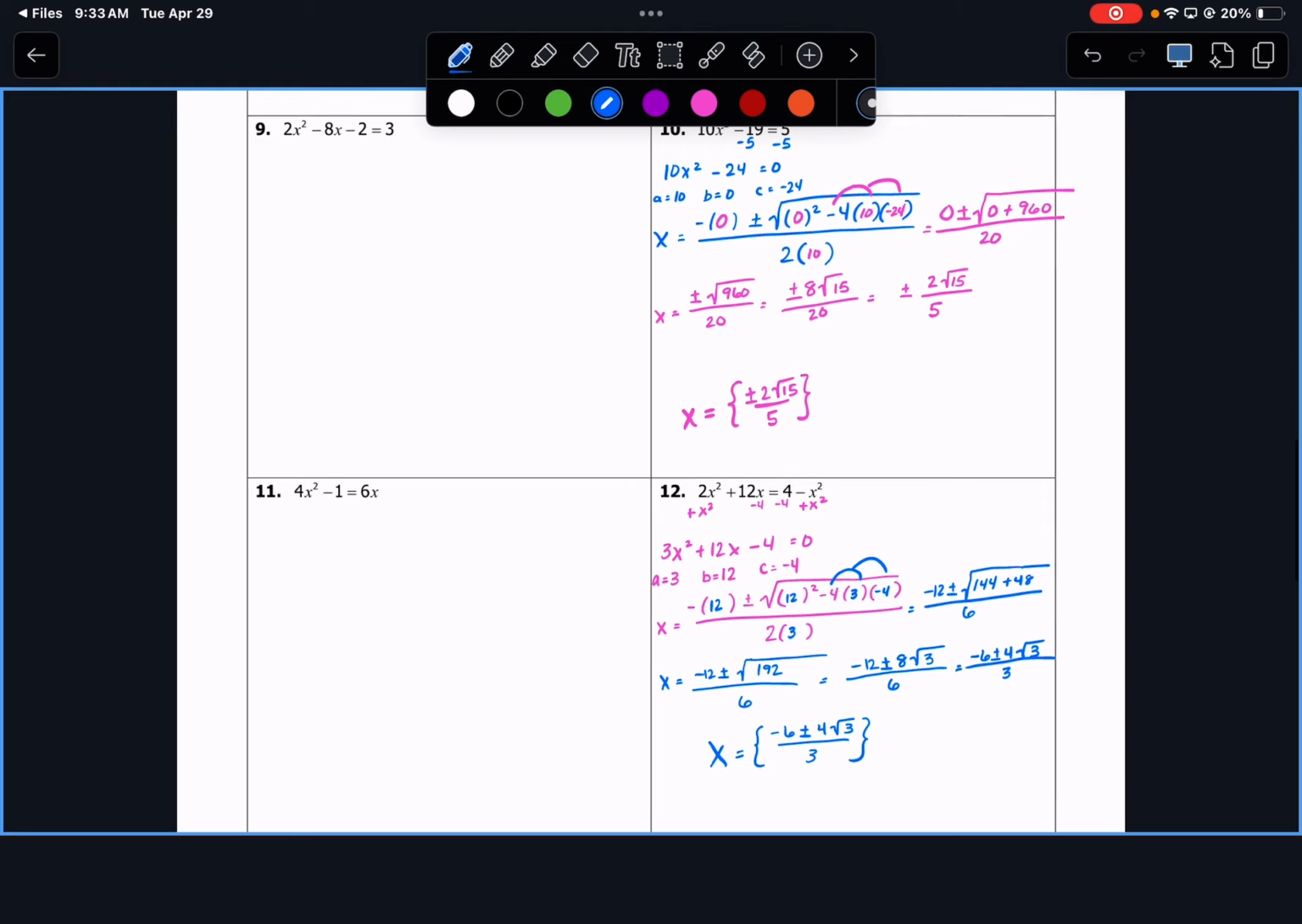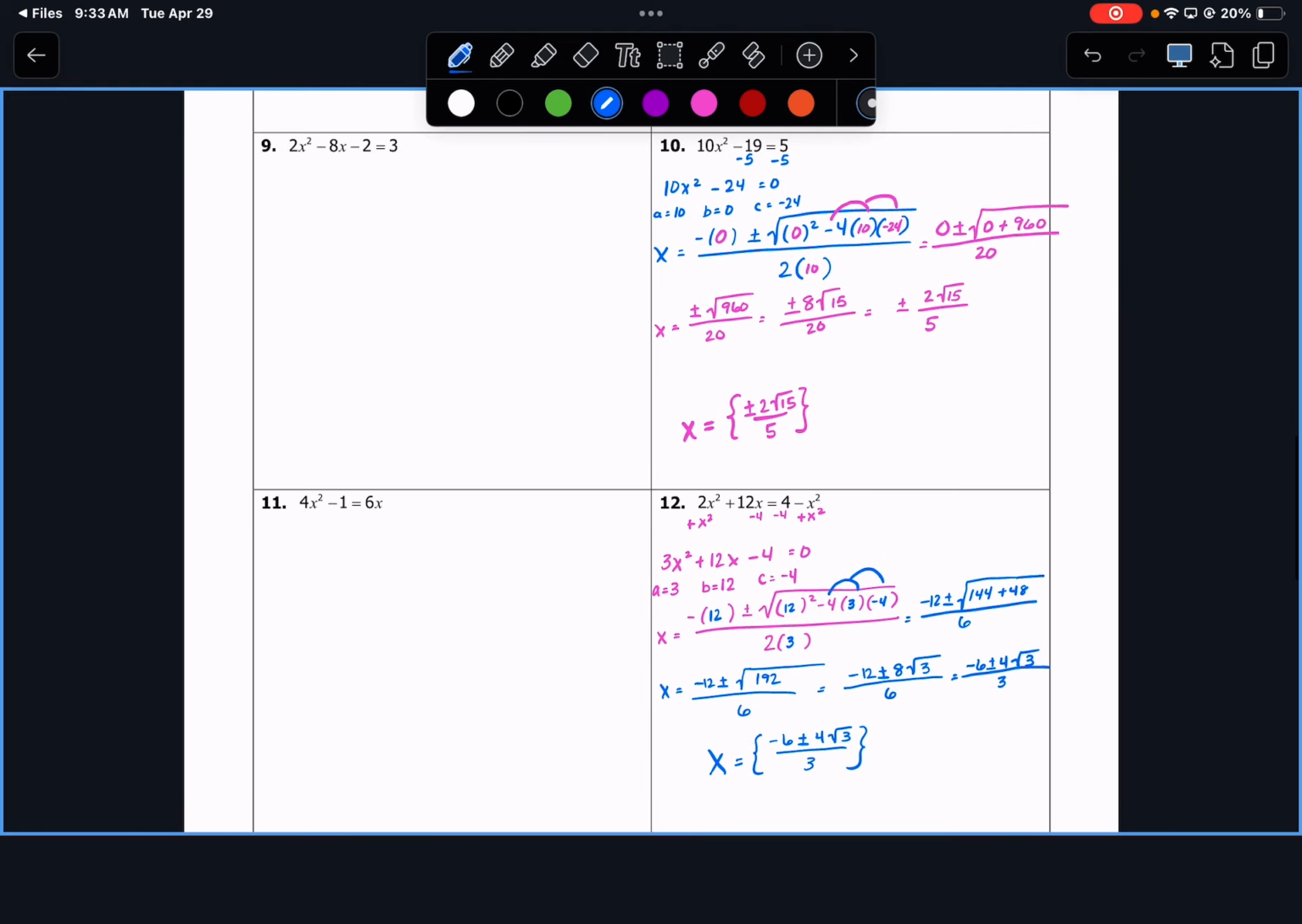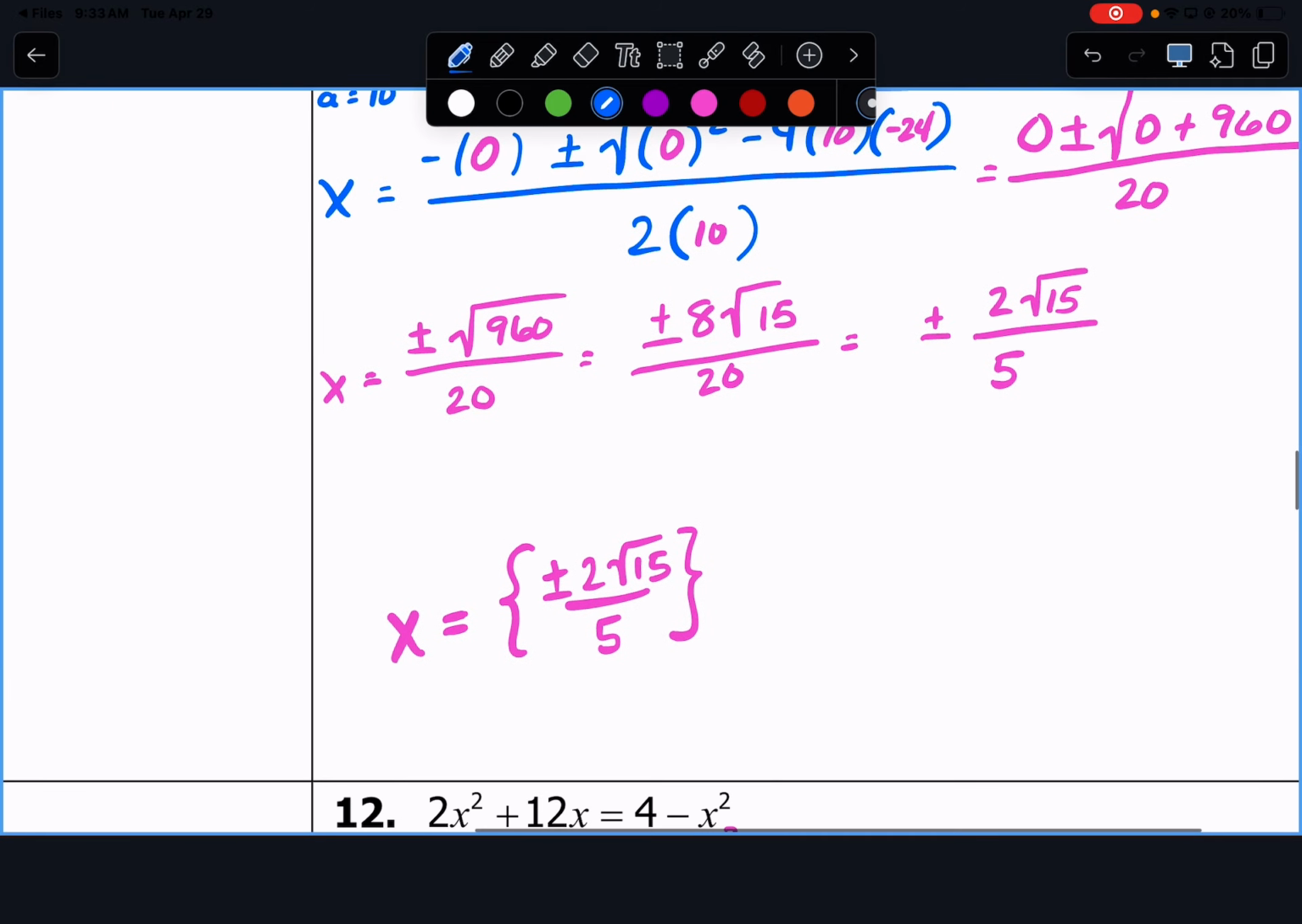How did we just go from 8 over 20 to 2 over 5? So we just simplified this fraction. Both 8 and 20 are divisible by 4. So 8 divided by 4 is 2. 20 divided by 4 is 5.